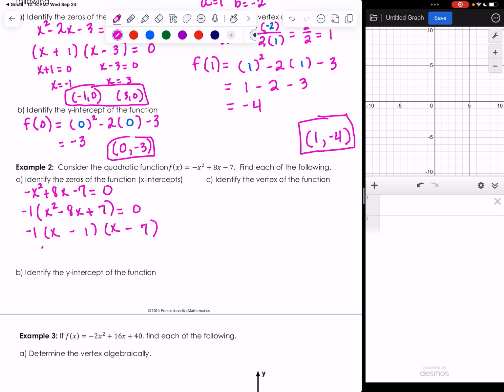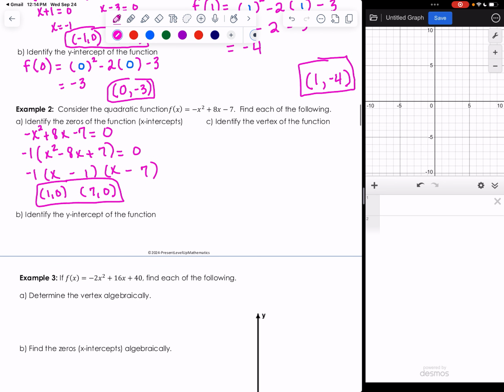So my first x-intercept would be +1, 0. My second x-intercept would be +7, 0. So there's your x-intercepts. All right. Now, to get the y-intercept, you're going to evaluate f of 0 because the y-intercept is 0, something. So we want to identify f of 0.